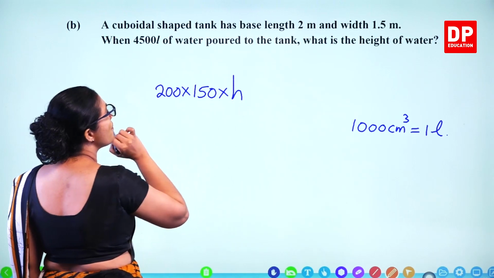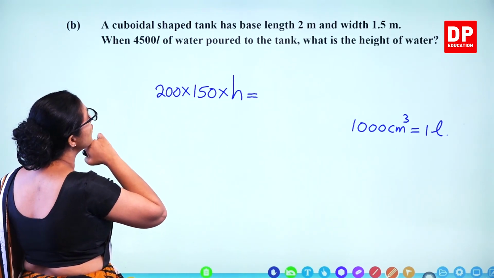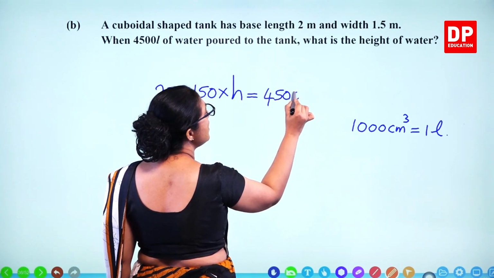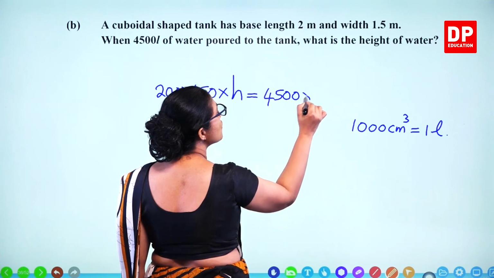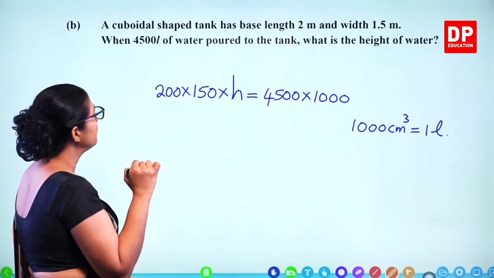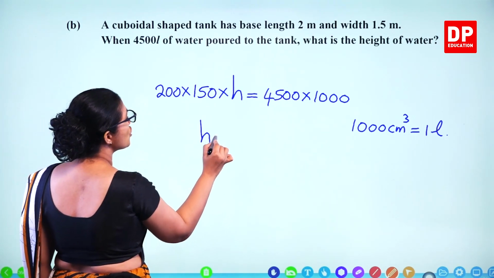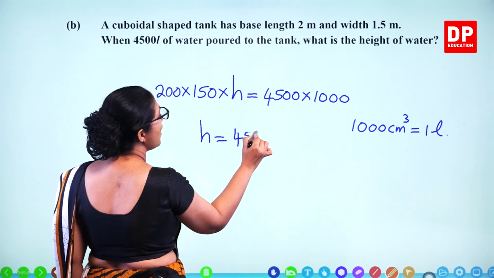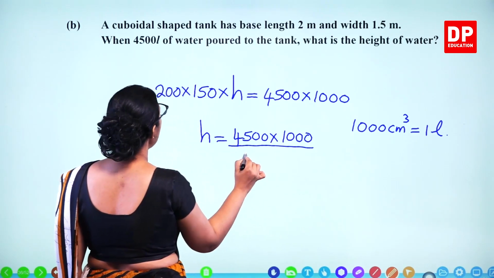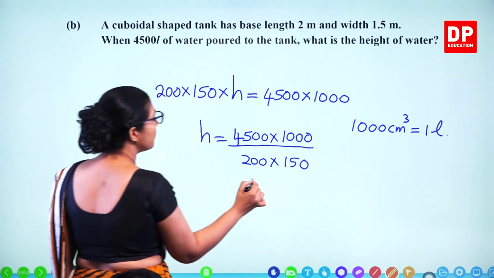Height we don't know. That's equal to 4,500 liters. 4,500 into 1,000 because we need to convert to cubic centimeters. So easily you can find h. What's h? 4,500 into 1,000 divided by 200 and 150.